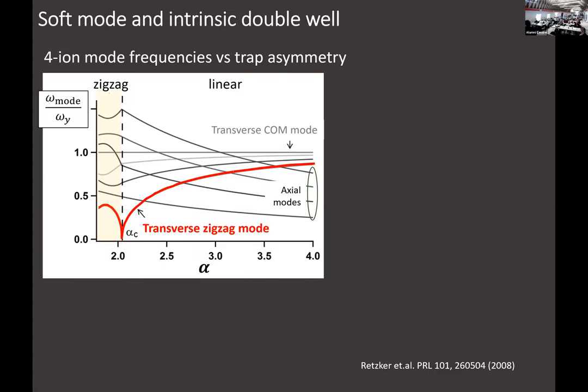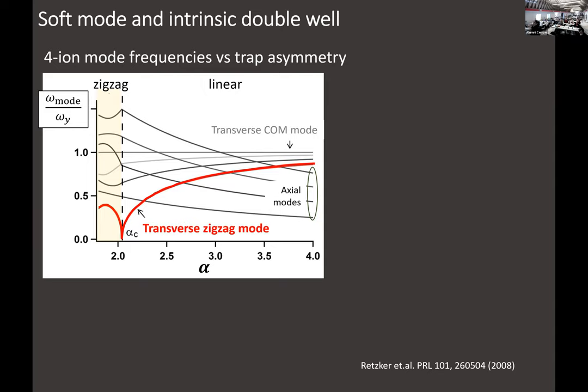This is to fill you in a little bit on how you think about the transition in the quantum situation. The essential idea is to think about the mode structure. This is showing you the 8 modes, just in 2 dimensions. For 4 ions, it would be 3N modes if it was in 3D. But here you see 4 axial modes and 4 transverse modes.